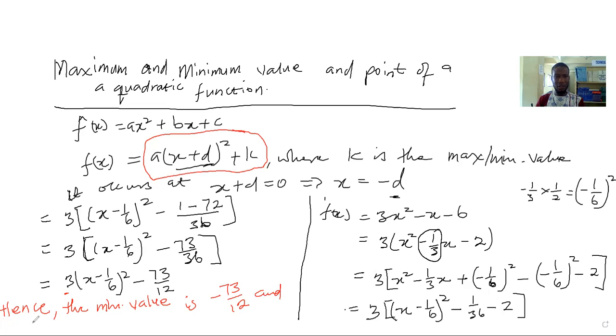And it occurs at x minus 1 over 6 equal to 0, which implies that x equals 1 over 6. So our minimum value is negative 73 over 12, and it occurs at x equals 1 over 6. Let's take another example quickly. Example 2.